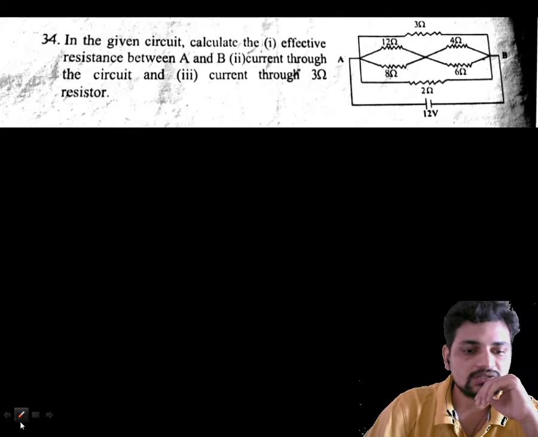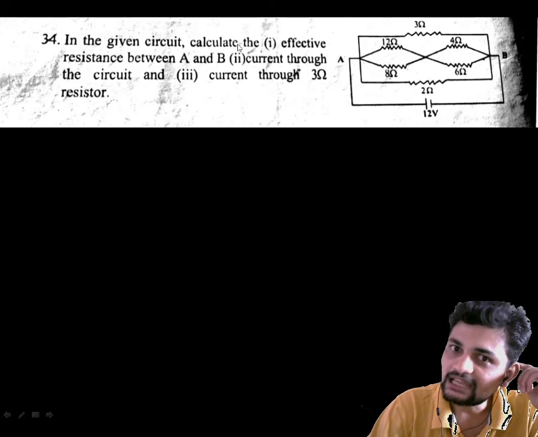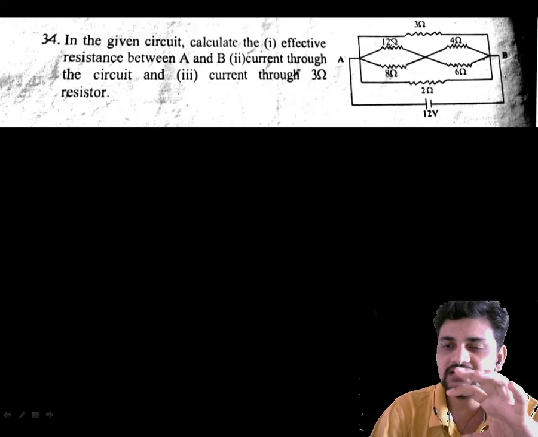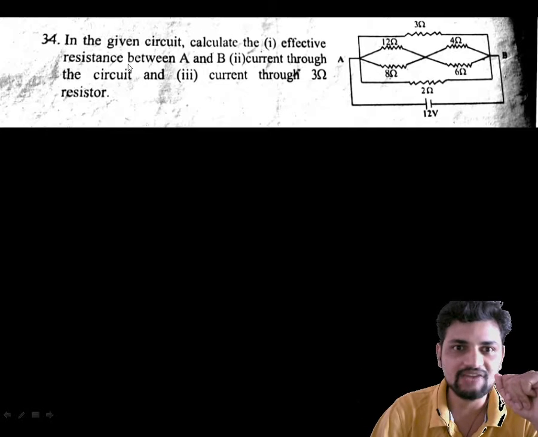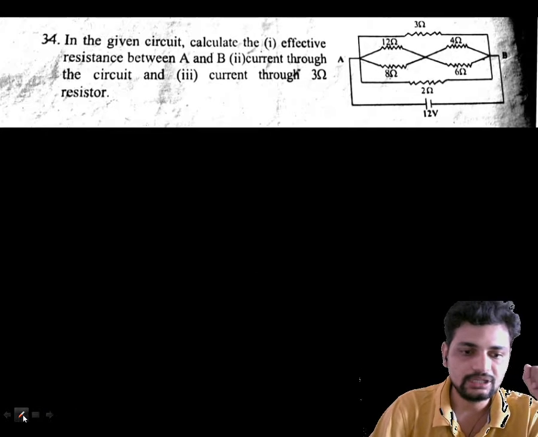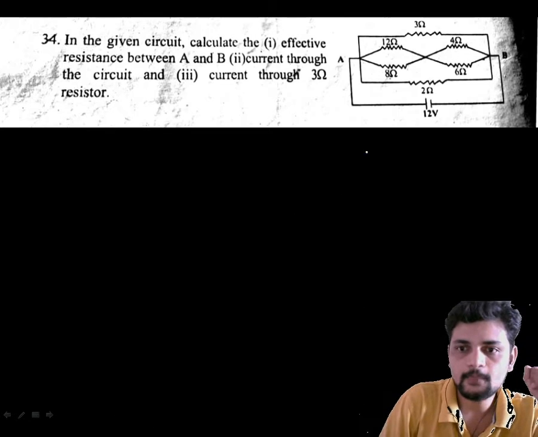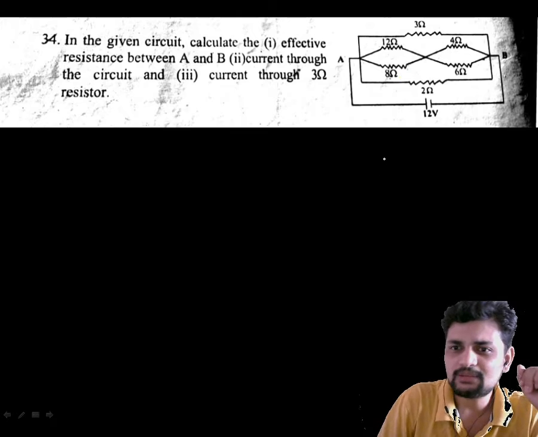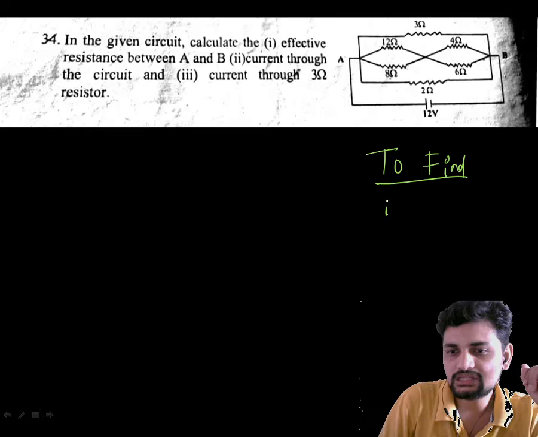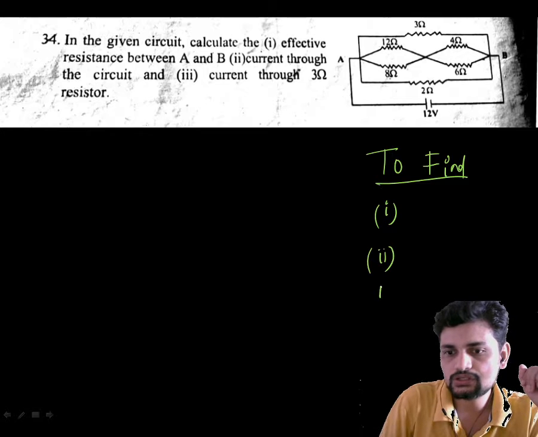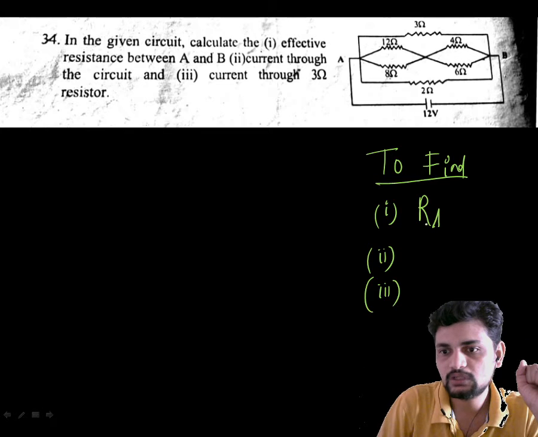Now let me read the question for you. In the given circuit, calculate the following. All the data is already given in the diagram itself. Three sub questions are asked. The first one is the effective resistance between A and B. Let me make a note of that data. Almost all the data is already presented here, so I will directly get into the target part.